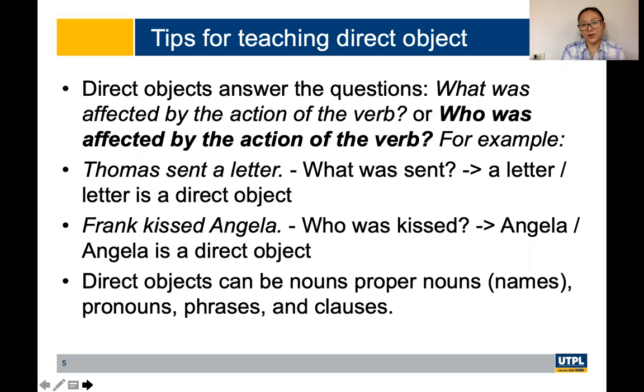Tips for teaching the direct object. We can direct our students by telling them that a direct object answers the question, what was affected by the action of the verb, or who was affected by the action of the verb. For example, Thomas sent a letter. What was sent? A letter. Letter is a direct object. Frank kissed Angela. Who was kissed? Angela. Angela is a direct object.